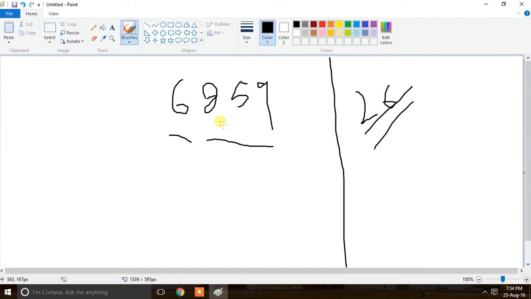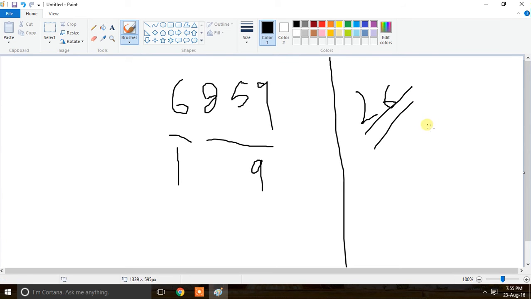We know that 9 nines are 81, and 81 into 9 is 729. So it's ending with 9. So 9 cube ends with 9, and we put the number 9 directly here. And 6 occurs between 1 cube and 2 cube, because 1 cube is 1 and 2 cube is 8. So 6 occurs between them, and we will put it as 1.